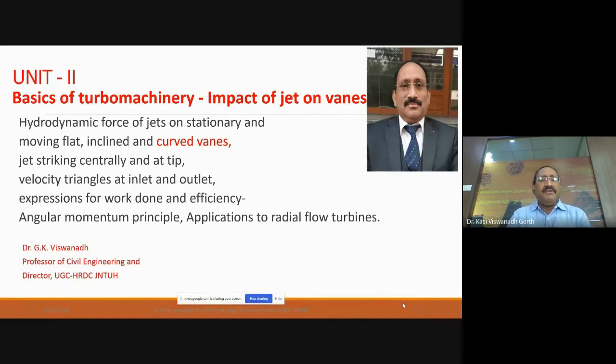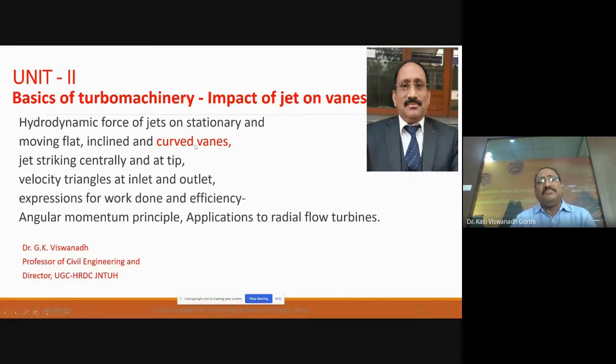In the previous module, we saw the basics of turbo machines, more particularly the estimation of the hydrodynamic force and the application of the momentum equation when a liquid jet strikes stationary or moving flat plates, which may be held normal or inclined. In today's class, we will look at the hydrodynamic force in respect of curved vanes.